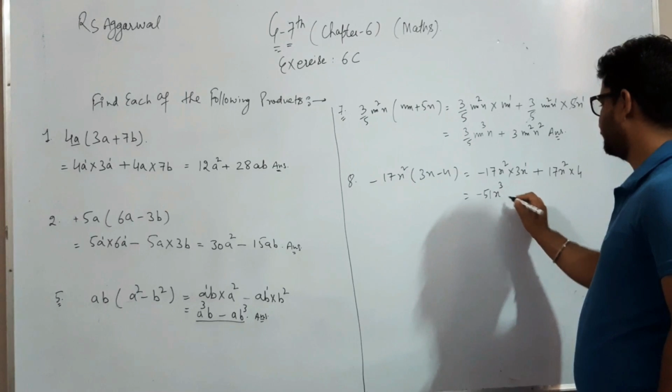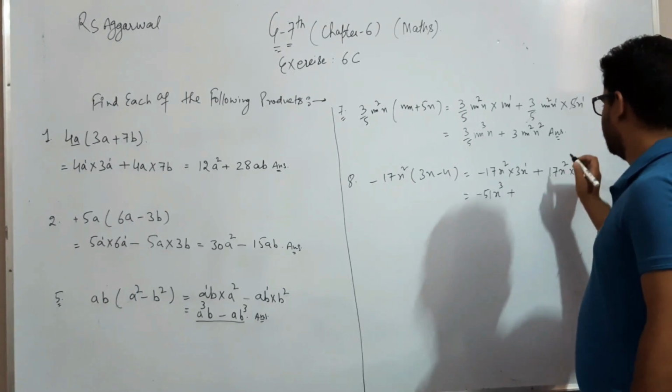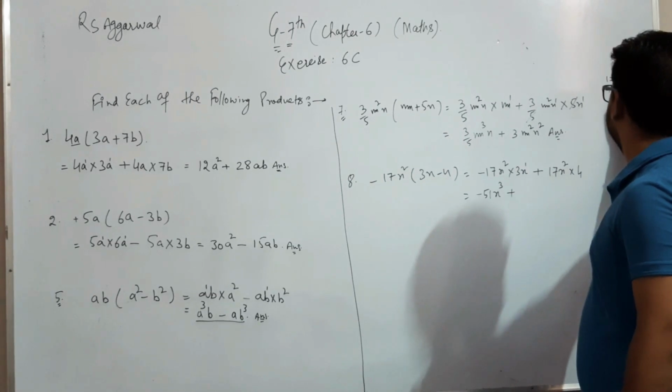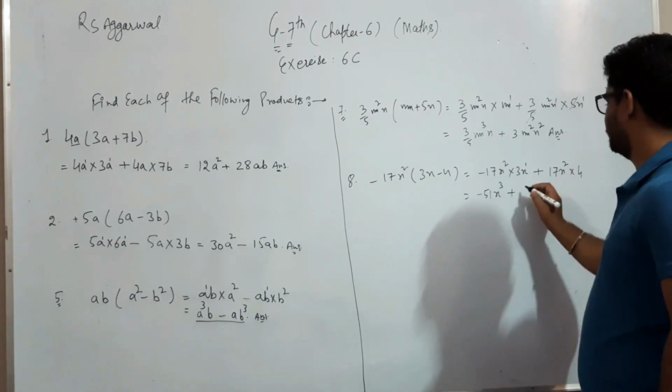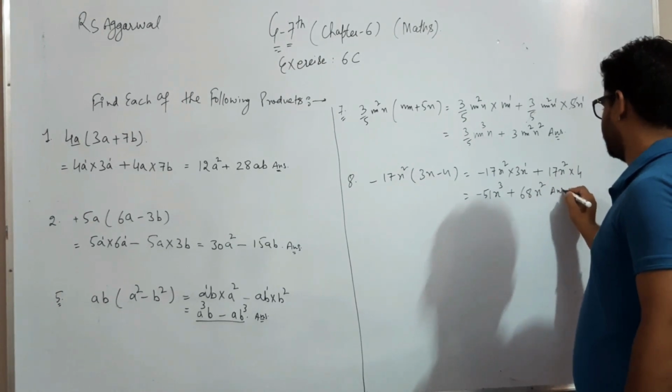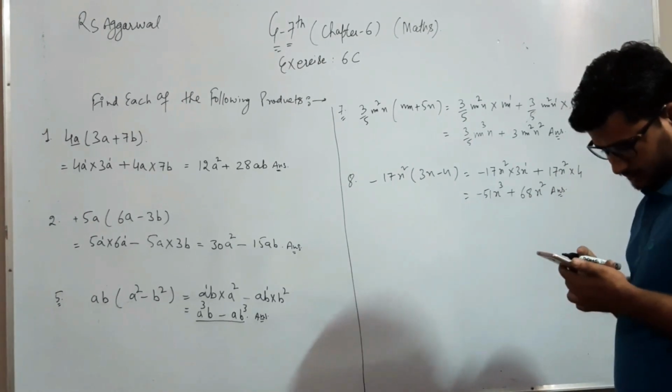This is x raised to power 3. And plus then 17 times 4 is 68. So it is 68 x raised to power 2. So this is the answer of the 8th question.